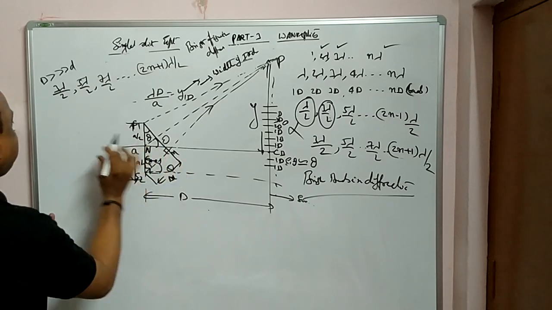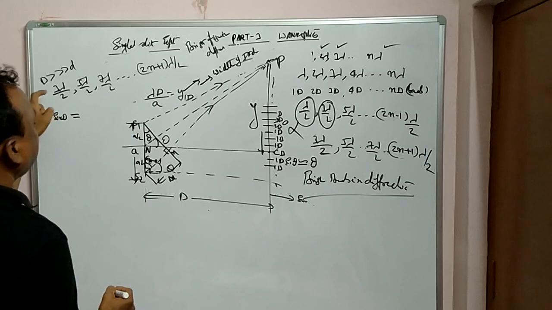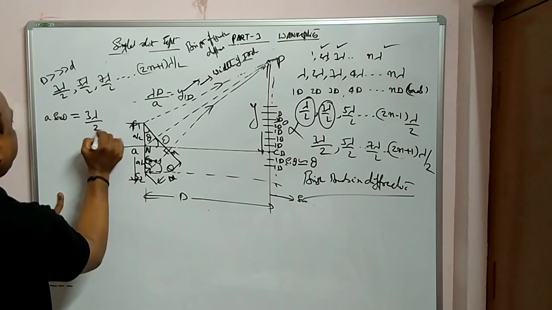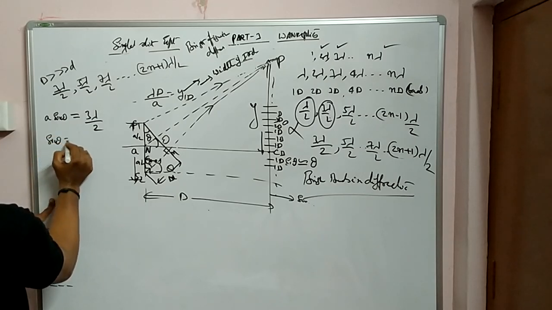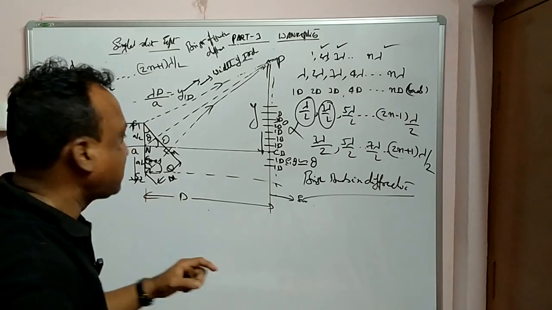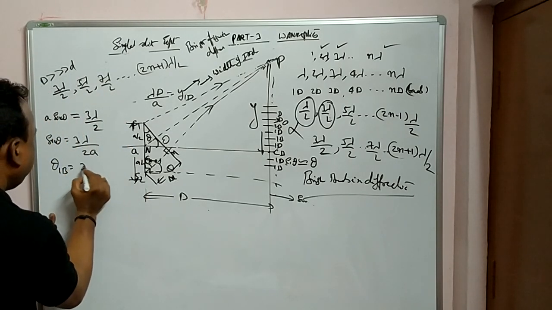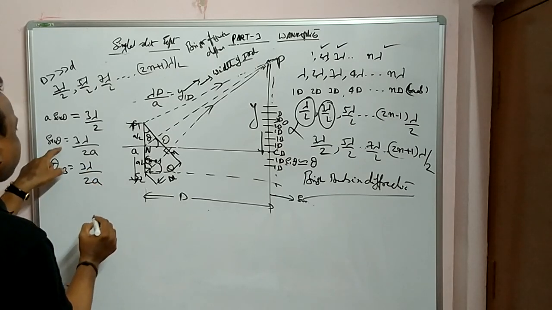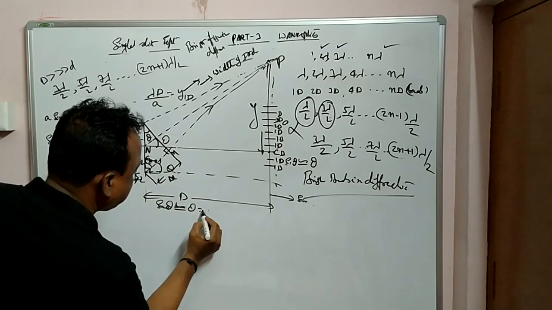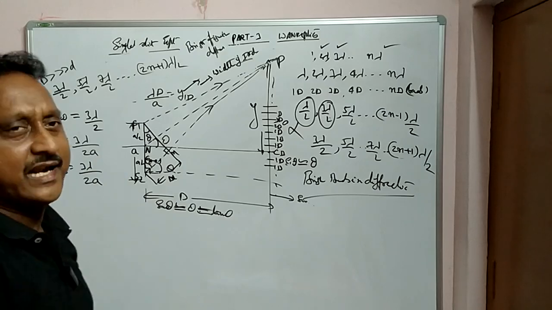What is the delta x here? a sin theta is equal to the first one. What is the first one here? 3λ/2. So what is sin theta here? 3λ/2a. So once again, if the angle is very small, theta for the first bright is equal to 3λ/2a, because sin theta is almost theta, and it is also equal to tan theta, because I told you this capital D is very much greater than small d.